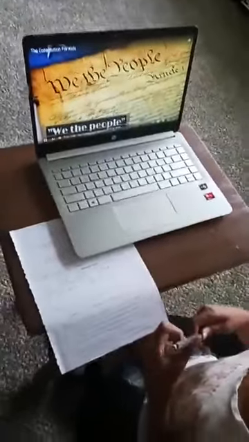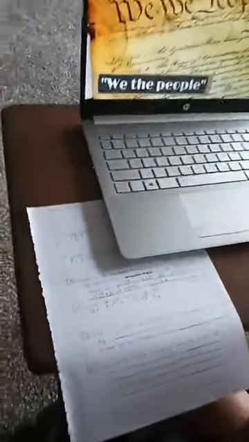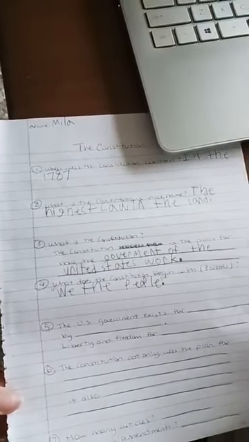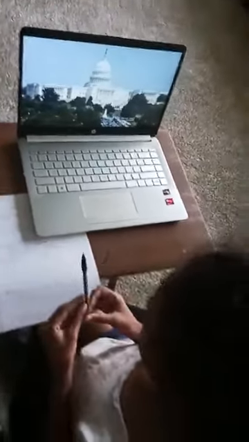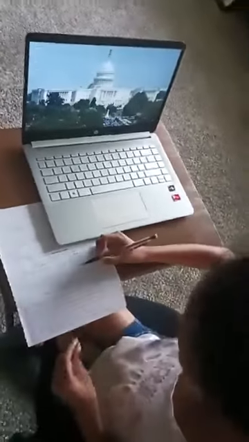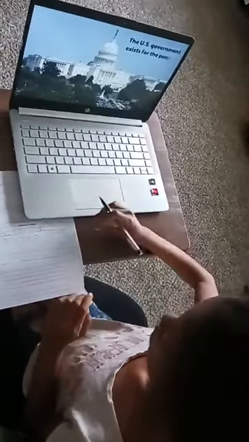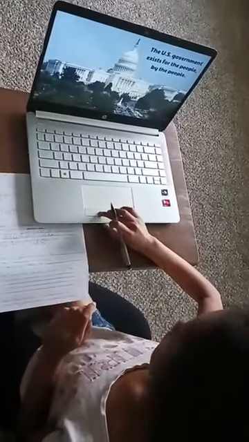Why do you think the Constitution begins with those words? Why does the Constitution begin with "we the people"? Those are the words that open the Constitution because that idea is the cornerstone of our country. You see, the U.S. government exists for the people, by the people.